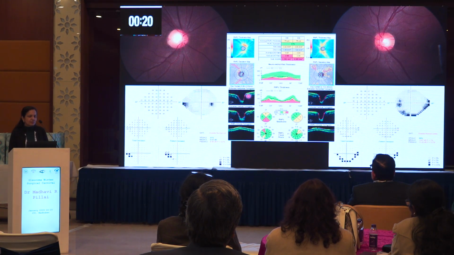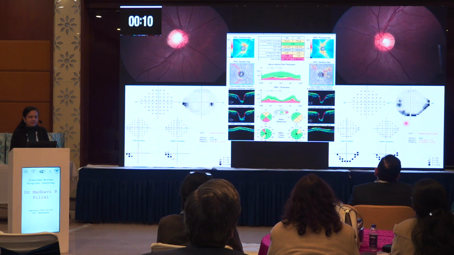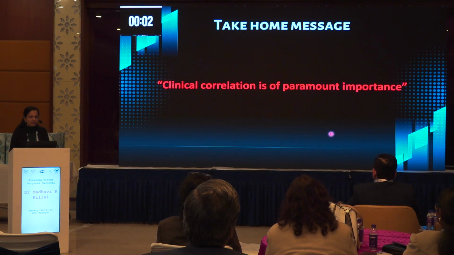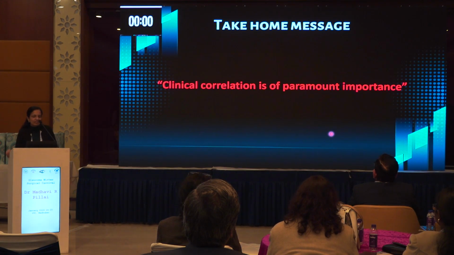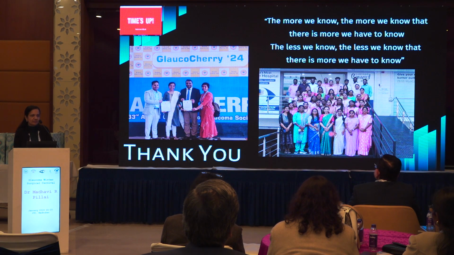So this is the fundus photo. If you see, here you can see an Arnefeld defect, down you can see an Arnefeld defect, but at the same time this is the left eye. So this is a left eye disc, this is a left eye field, right eye disc, right eye field, and even in OCT, the damage is more in the right eye, not the left eye. So I would like to have you go home with this message. Clinical correlation is the most important thing. It is of paramount importance.